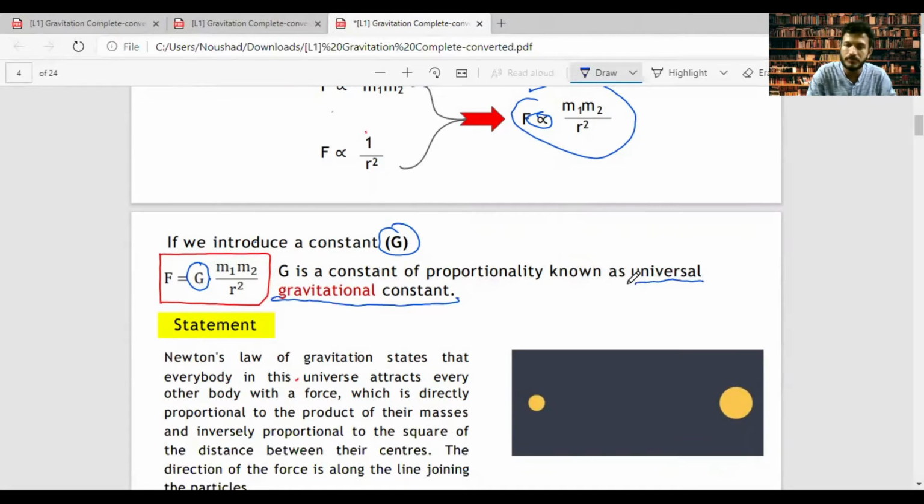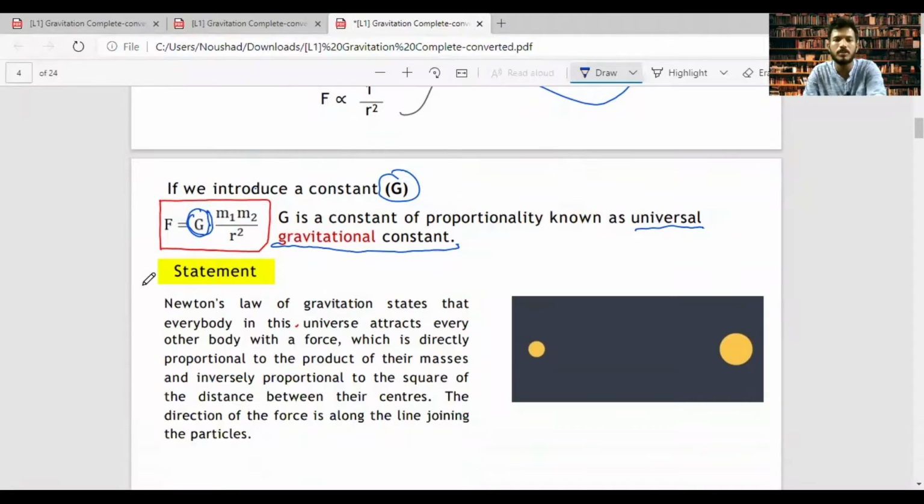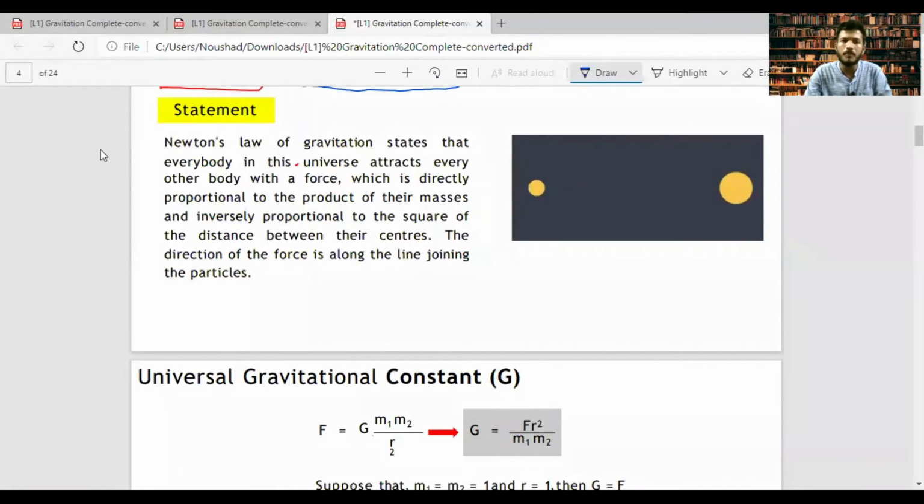What is the name of G? Universal gravitational constant. It's a very important factor, and F is equal to G m1 m2 divided by r square is the equation. What is the statement of that law? It's not important in the entrance examination, but you can read that statement. Newton's law of gravitation states that every body in this universe attracts every other body with a force which is directly proportional to the product of their masses and inversely proportional to the square of the distance between their centers. The direction of the force is along the line joining the particles.